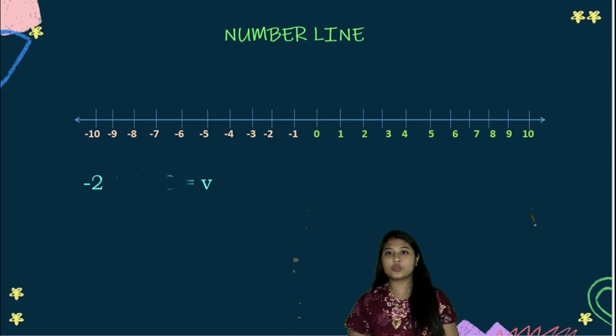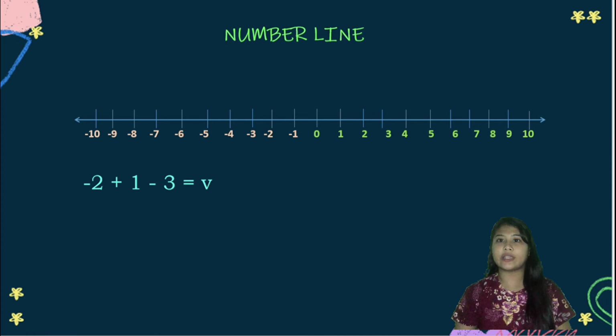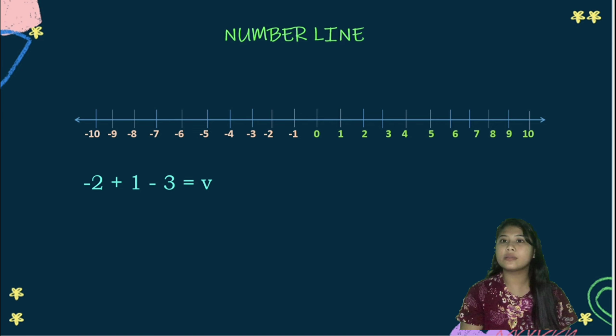What is -2 plus 1 minus 3 equals v? As you can see, we use 3 numbers which consist of different signs of integers as operations. In order to combine them, we should start at -2, move to the right side with 1 space, and lastly, move to the left side with 3 spaces in order to get the value of v. So we end up with -4. Therefore, v is equal to -4.